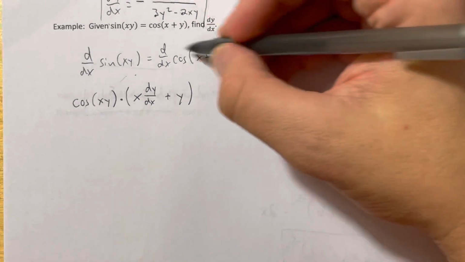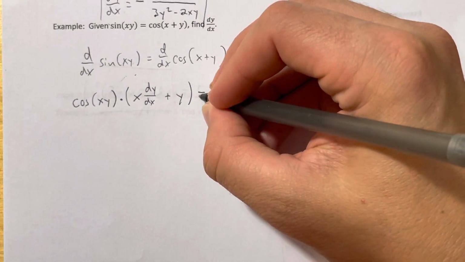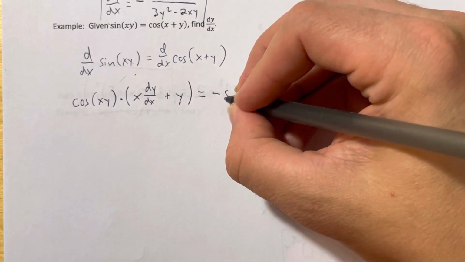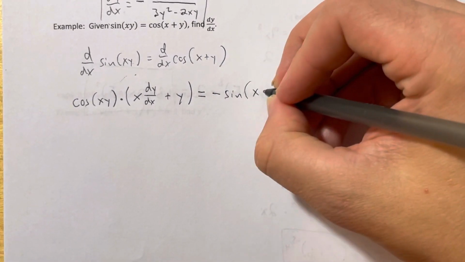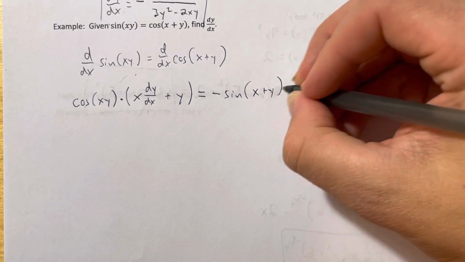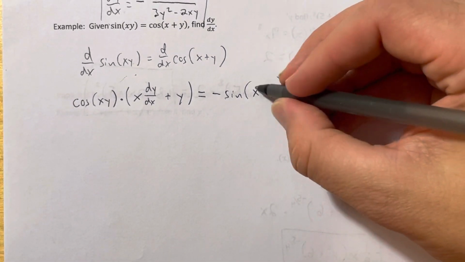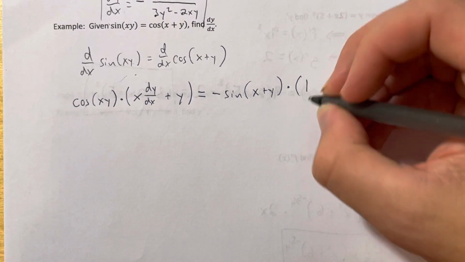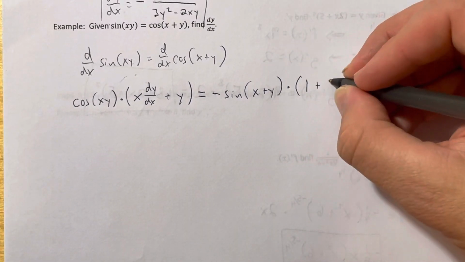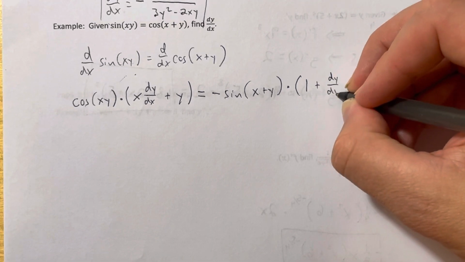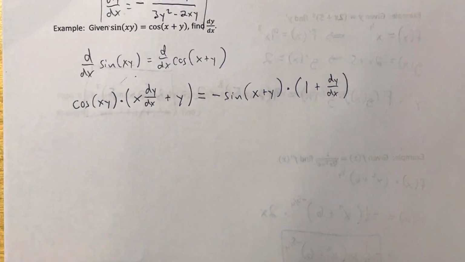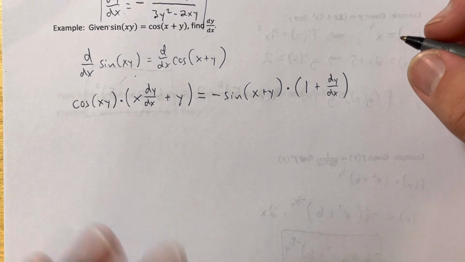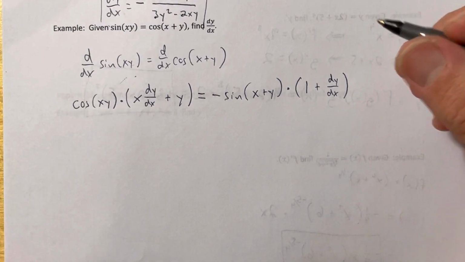Okay, working with my right-hand side, equals the derivative of cosine, my outside function would be negative sine. Leave the inside function alone, but then multiply this by the derivative of the inside function. The derivative of x is 1 plus the derivative of y, which is dy/dx. Okay, and once again, our goal here is to isolate the dy/dx so that we have that solved for.